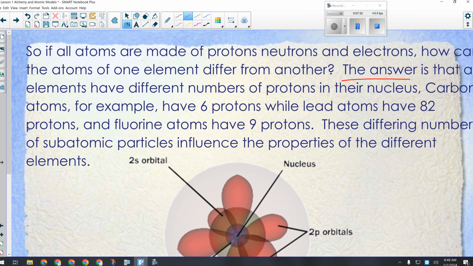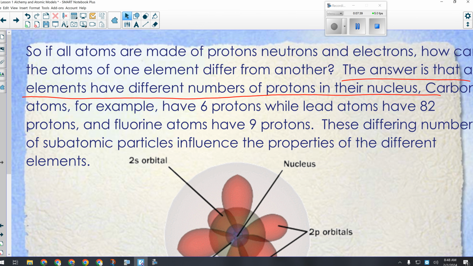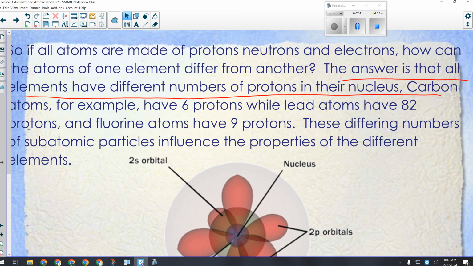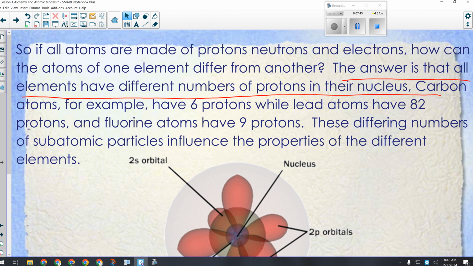And for some reason, all of the text is shifted over. Hang on. That's better.